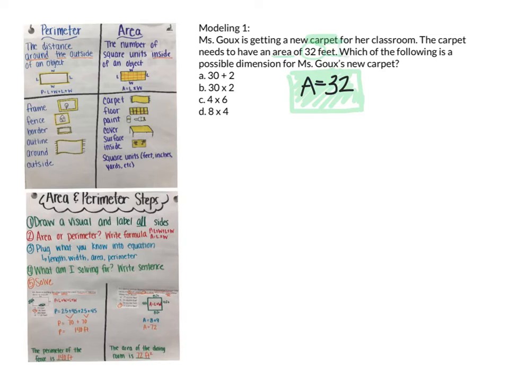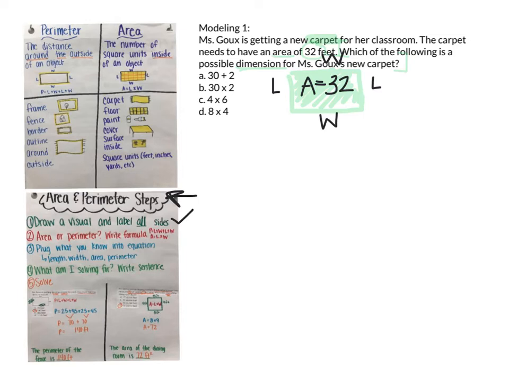Next, my final question is asking me which of the following is a possible dimension for Miss Gao's new carpet. So this problem does not give me my length or my width. Now that I have a visual drawn, I can clearly understand my problem and I'm ready to solve. So first let's take a look at our steps. Step 1 tells me to draw a visual and label all sides. So we drew our visual and we labeled our variables.